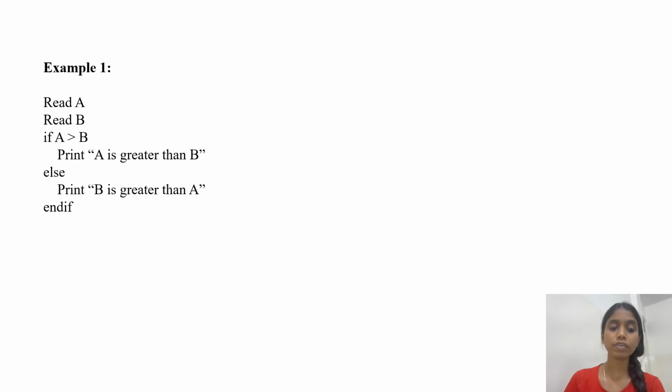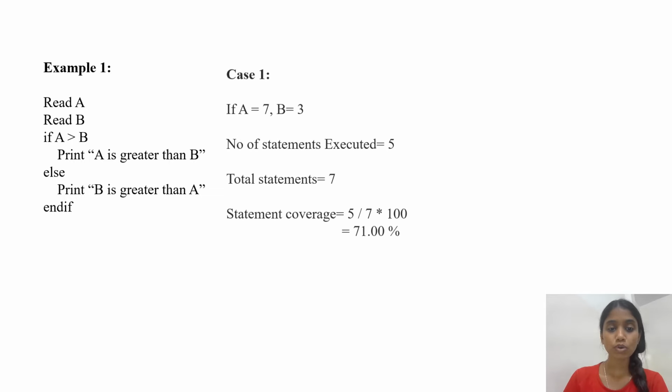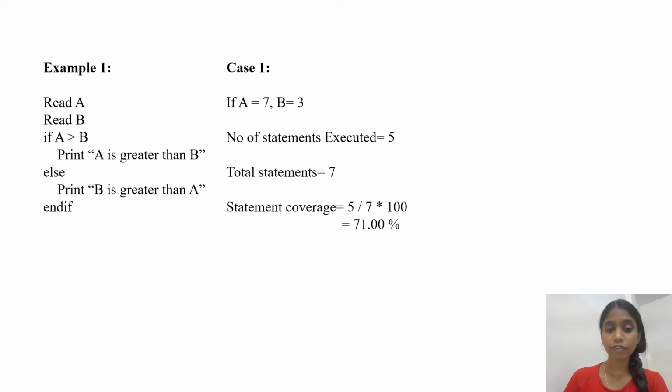So in example 1, we have this piece of pseudocode, a type of algorithm, wherein we read A, read B, and if A is greater than B, print A is greater than B, else print B is greater than A. The total number of statements here is 1, 2, 3, 4, 5, 6, 7. Case 1: consider we give the input A equals 7 and B equals 3. If A is 7 and B is 3, obviously A is greater. First it will read A, the statement gets executed, then read B, executed.